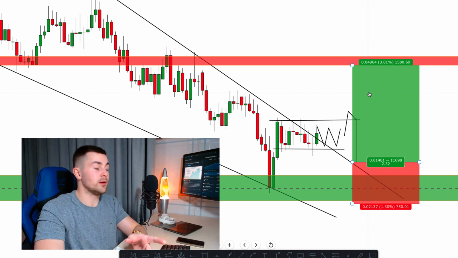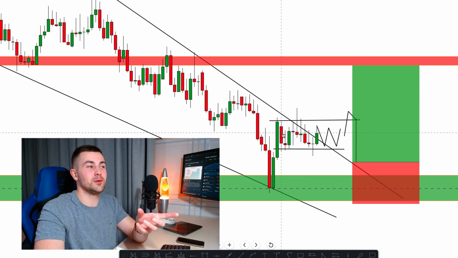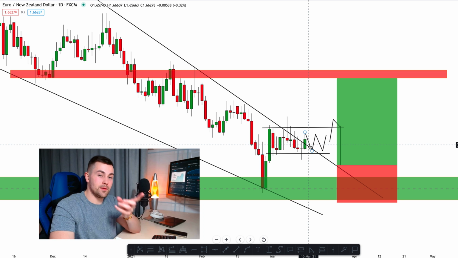Daily time frame trades are not fast. The daily chart is quite slow. You can see how many days we are trading in this narrow range. So be prepared to wait. But if you're patient enough, the profit can be very nice right here.